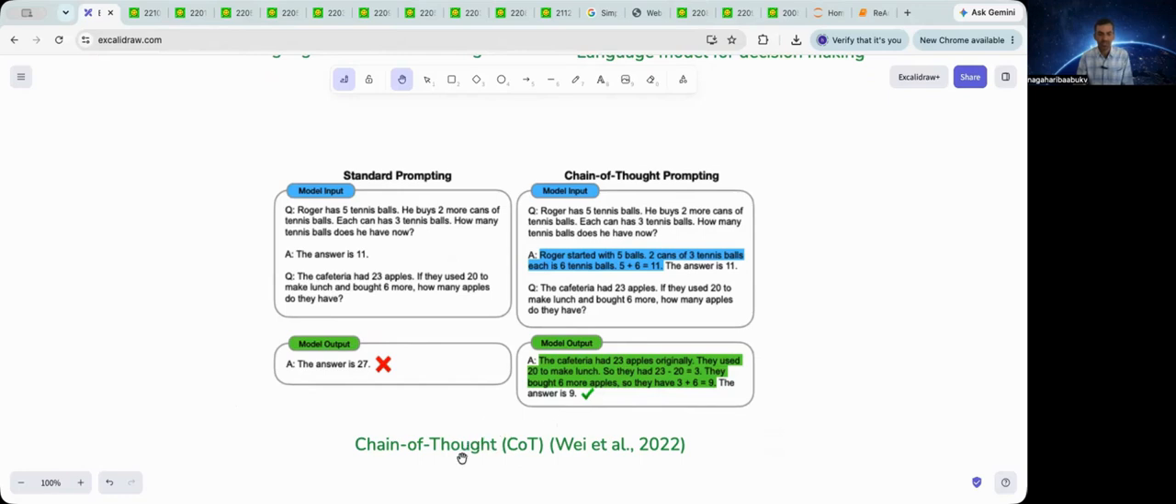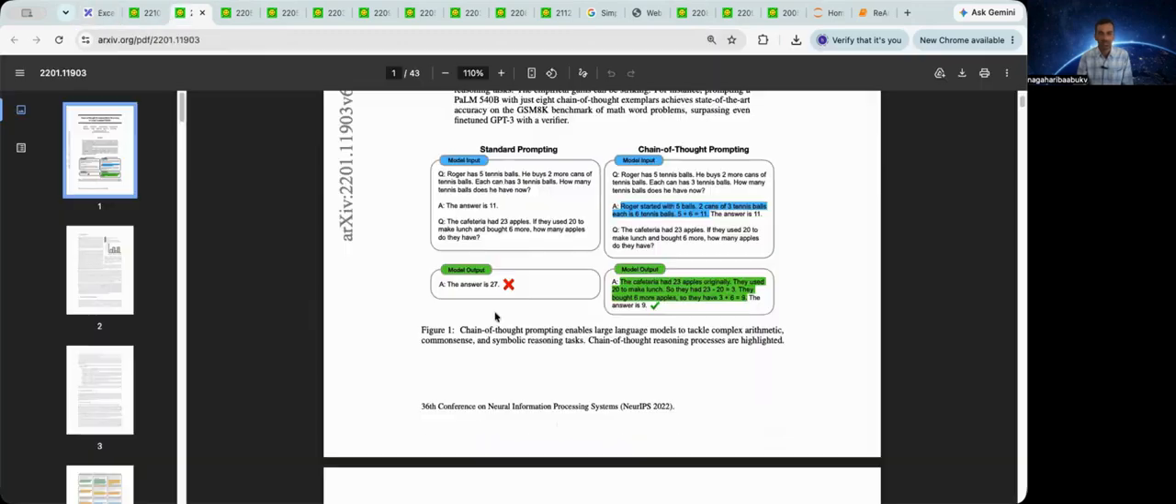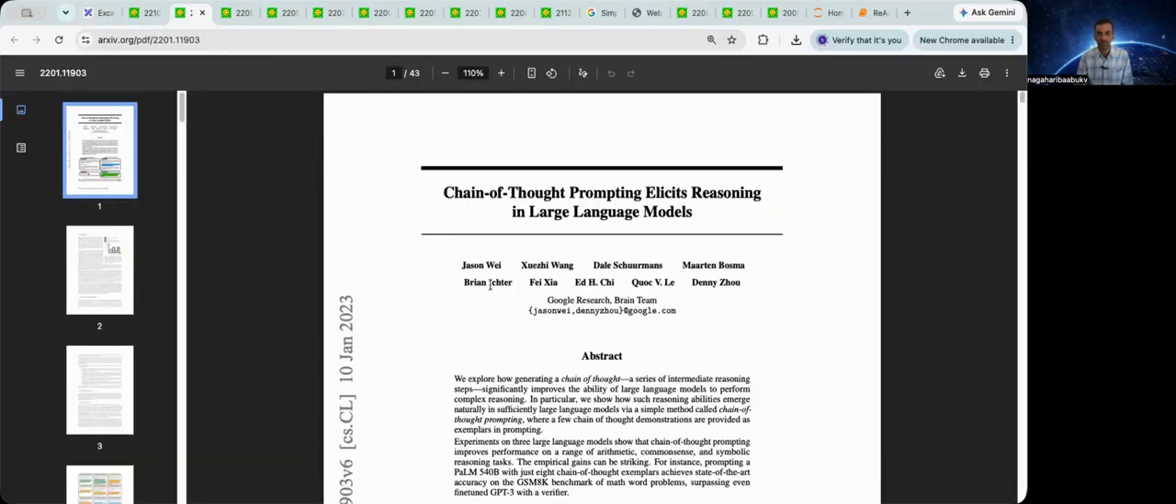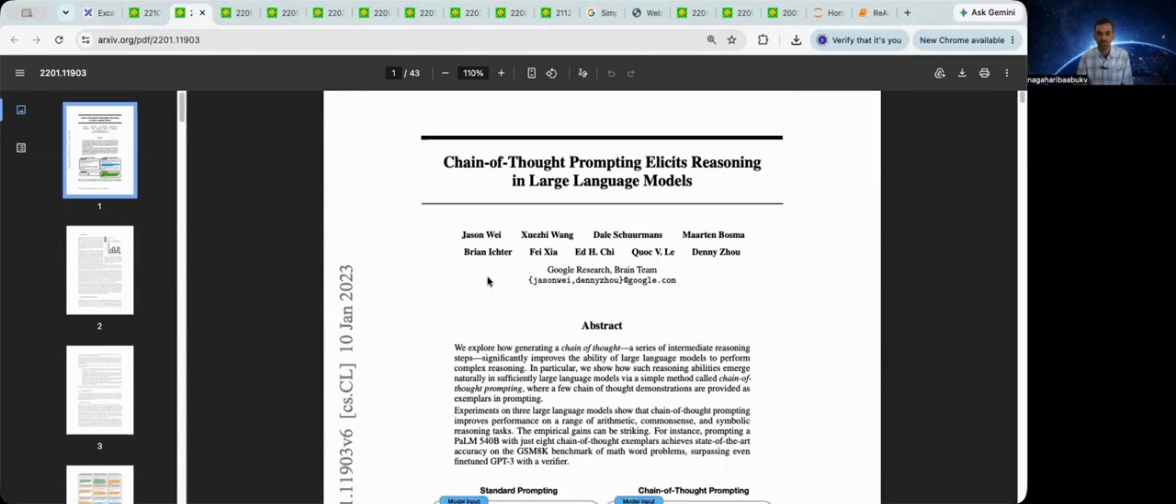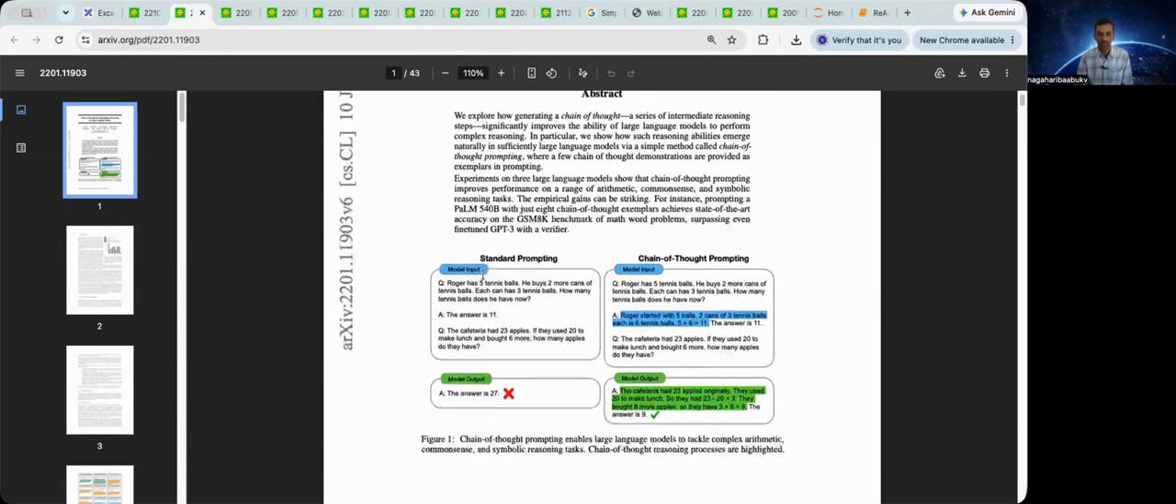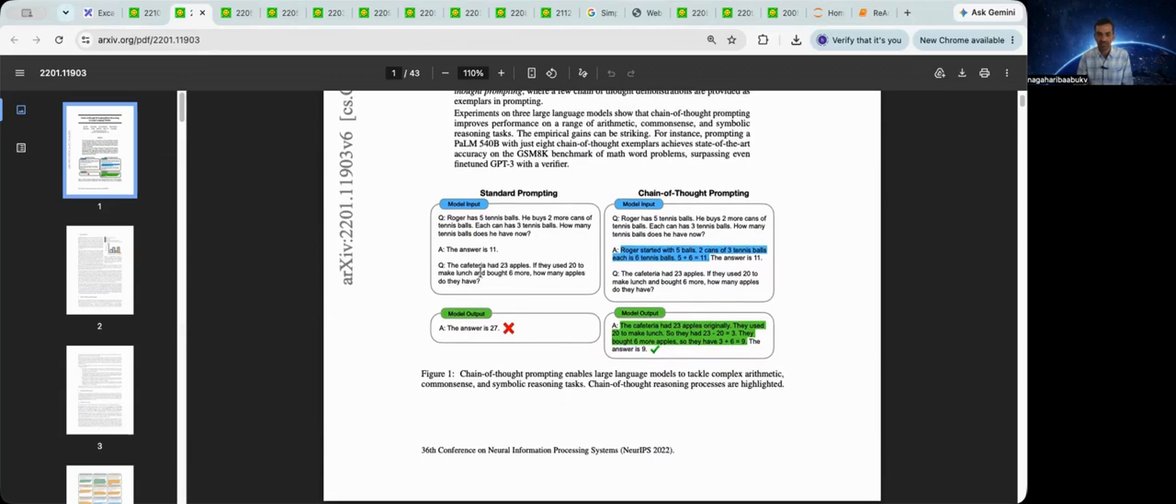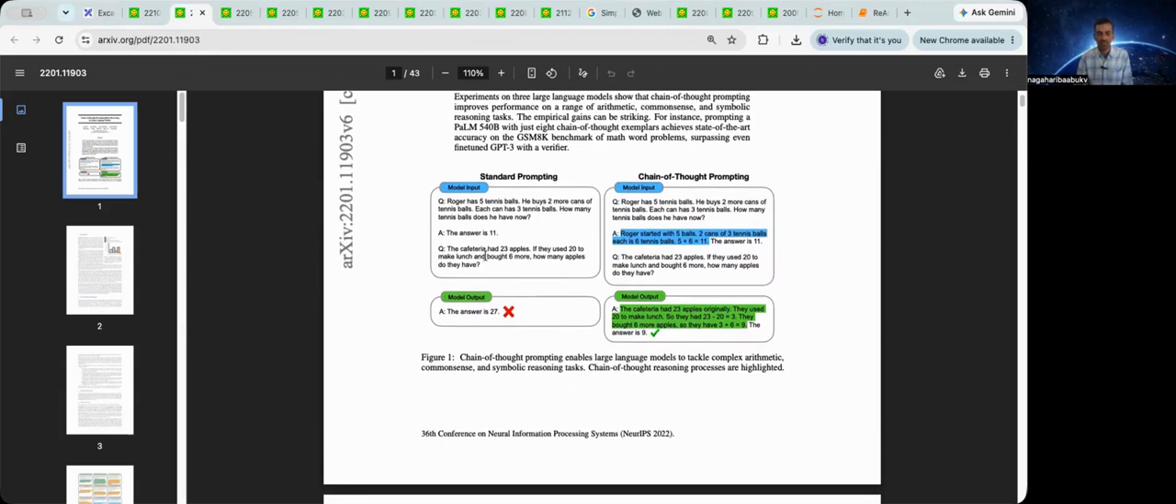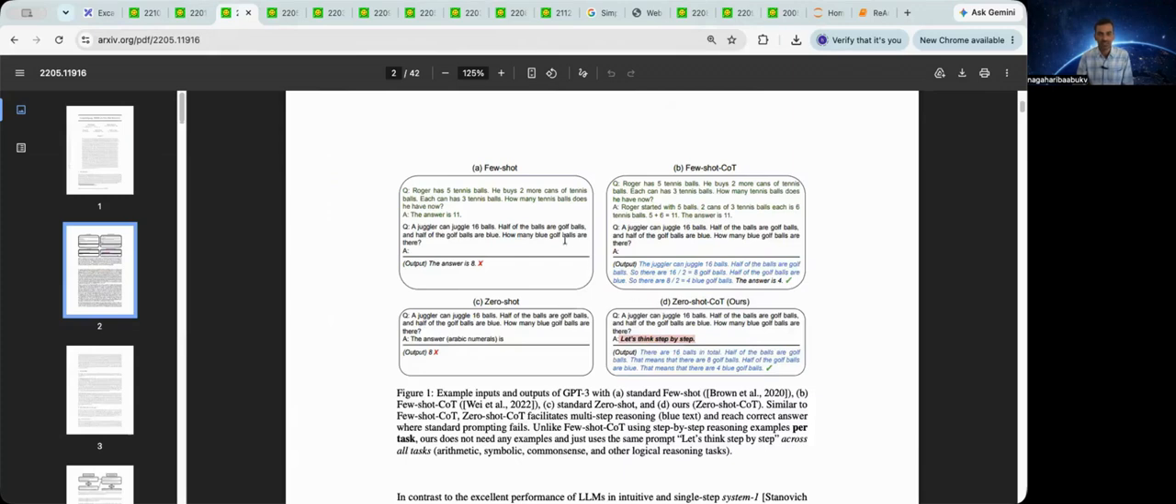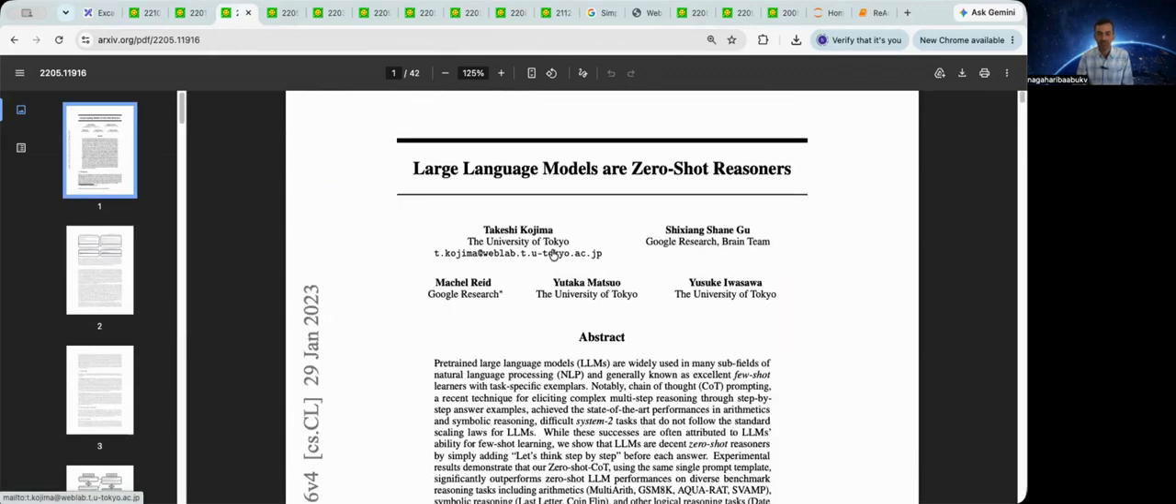This is from the paper Chain of Thought Prompting. We can go through this paper: Chain of Thought Prompting Elicits Reasoning in Large Language Models. I'm not going through the entire paper, but this is one research that happened from the reasoning perspective, to solve one limitation of LLM. There are other techniques, other papers also.